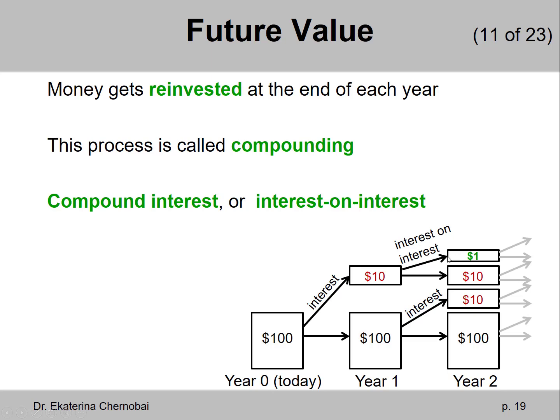And notice how we don't have interest on interest until the second year. In the first year, we earn the first interest. As the name implies, interest on interest is additional dollar amount interest earned on the interest from the previous year. And things get even more complicated if we look further into the future, year 3, year 4, and so on.